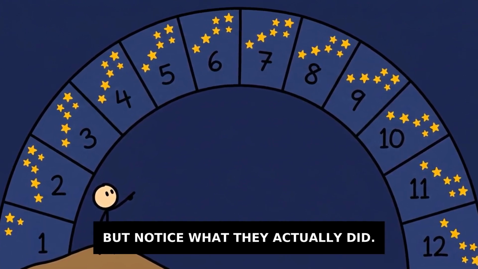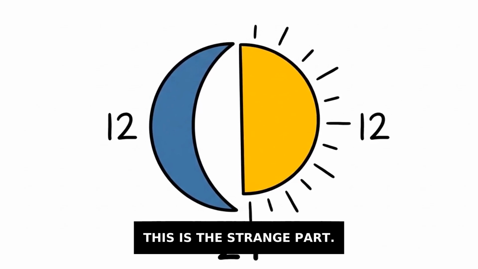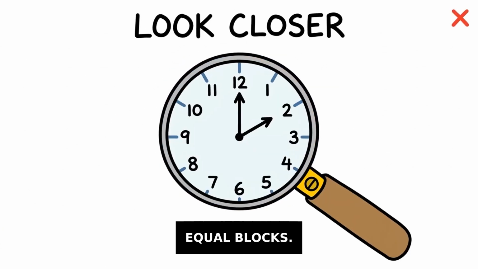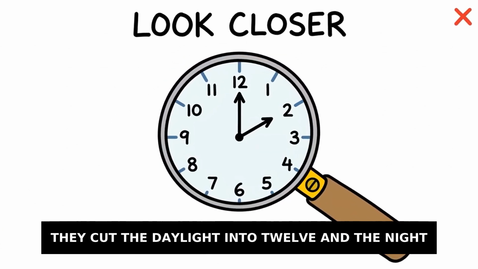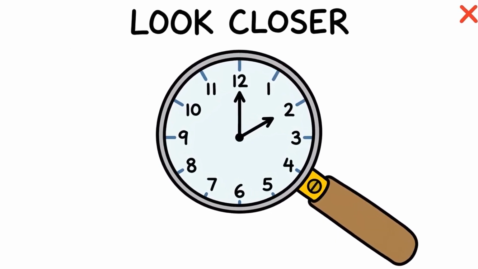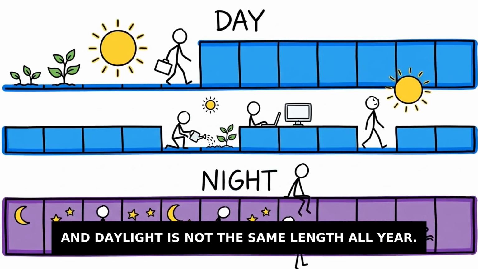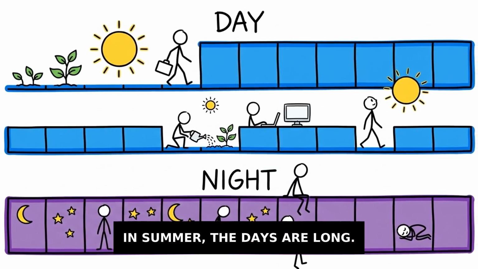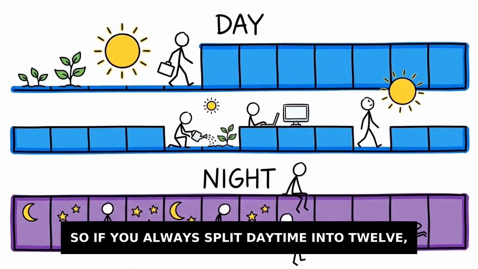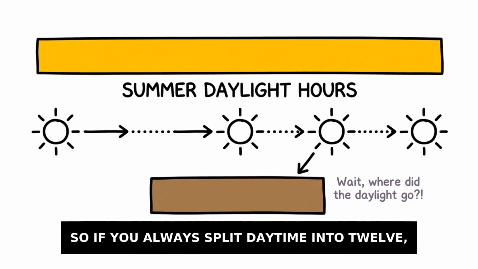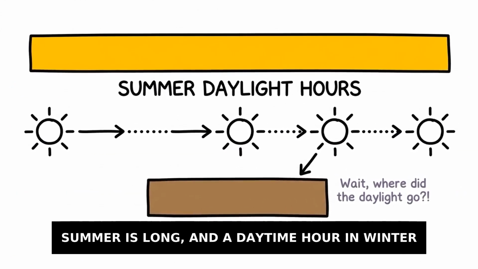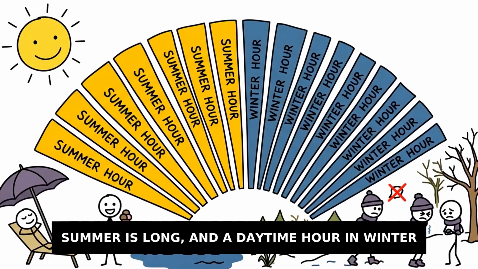But notice what they actually did. This is the strange part. They didn't cut the whole day into 24 equal blocks. They cut the daylight into 12, and the night into 12 separately. And daylight is not the same length all year. In summer, the days are long. In winter, they're short. So if you always split daytime into 12, no matter the season, then a daytime hour in summer is long, and a daytime hour in winter is short.